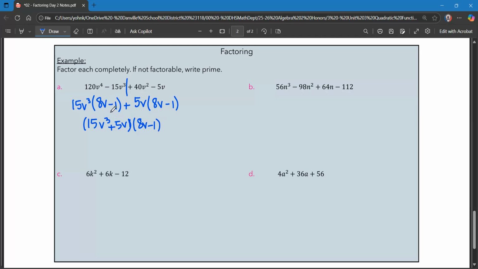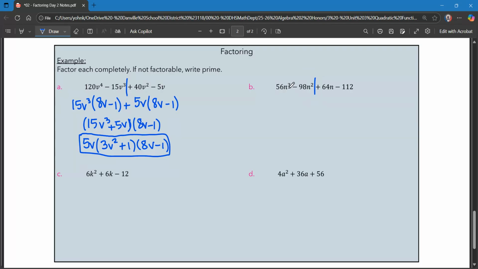Look for any GCFs. Ooh, I see a number and a letter GCF here. I see a 5 and a v. That's going to leave me with 3v squared plus 1 and 8v minus 1. If you're going to double distribute this one out, I would recommend double distributing the two binomials first, getting an answer, and then distributing the 5v to everything. That would be easier. All right, letter B, I see 4 terms, chop it in half.